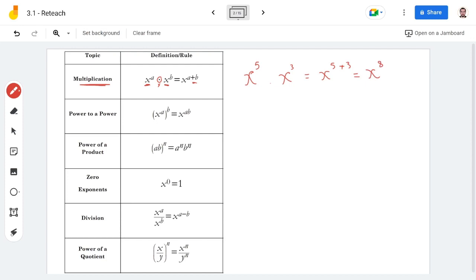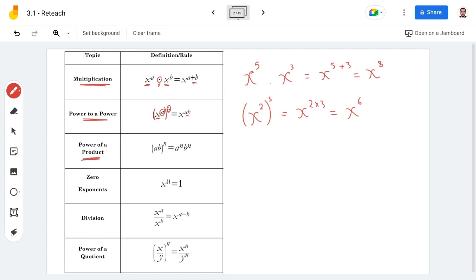Okay. Now the second rule, power to a power. When we have a base, and this base has a power, and all of this has another power, two powers together, we multiply the powers. For example, let's say we have x to the power of 2, and this whole thing to the power of 3. We can write this as x to the power of 2 times 3, which is equal to x to the power of 6.